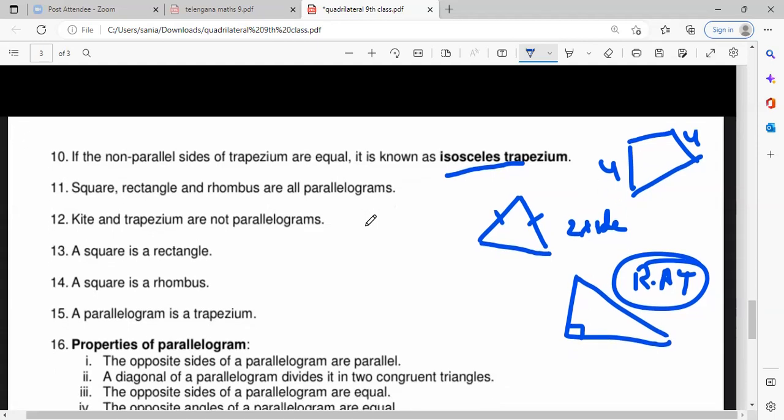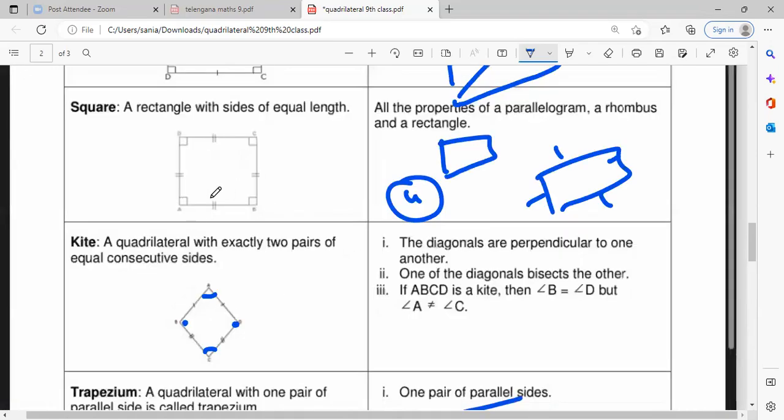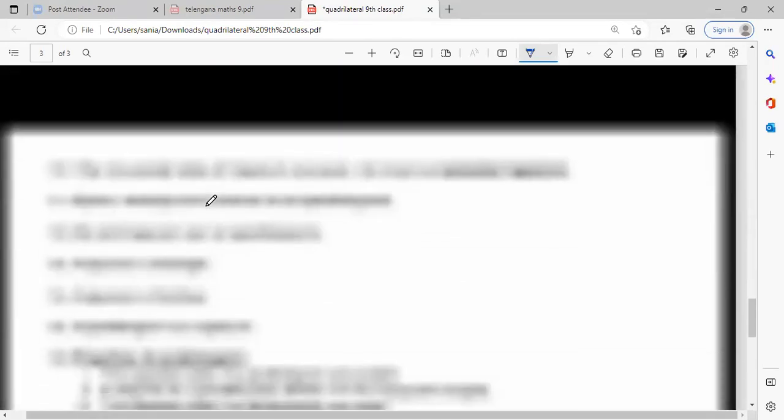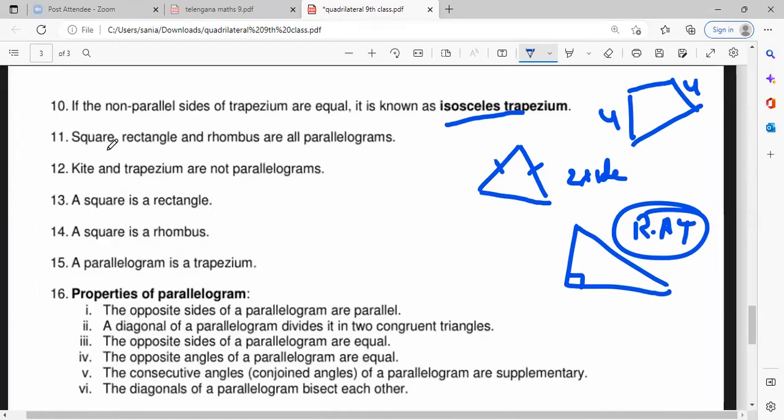So that's why we are first of all covering the basics. Okay? Square, rectangle and rhombus are all parallelograms. So if I ask you that, you will say, yes, ma'am, they are parallelograms. Then kite and trapezium are not parallelograms. We already read about so many quadrilaterals, right? Out of all these, three are parallelograms and others are not, right?